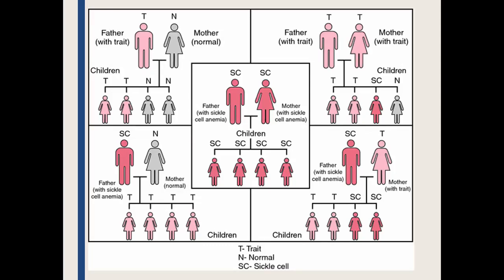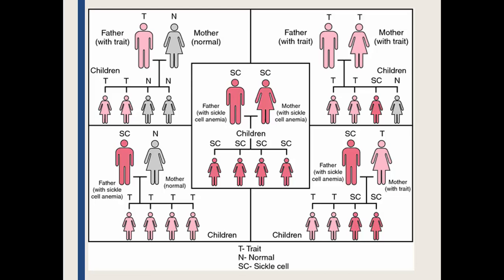Alright, so this is showing you kind of the breakdown. So if somebody has the trait, then they do not have the active sickle cell anemia, and they don't usually go into any type of crisis. They are usually completely asymptomatic. So if you've got a normal mother who doesn't have the trait or the disease, and the father just has the trait, then you can see half their kids will have the trait and half will be normal.